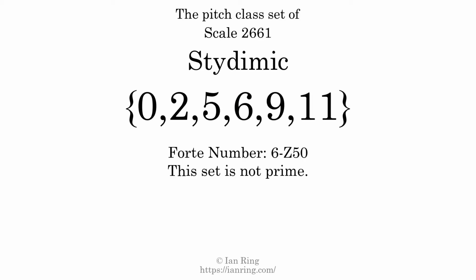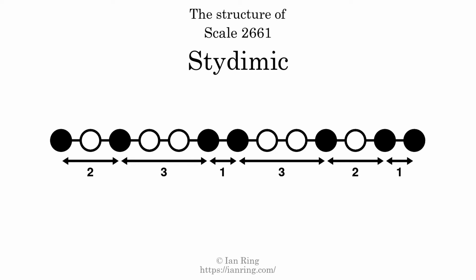The pitch class set for this scale is 0, 2, 5, 6, 9, 11. The forte class is 6Z50. This set is not prime. The structure of a scale is a description of the interval distance between each successive tone. This scale has a structure of 2-3-1-3-2-1.